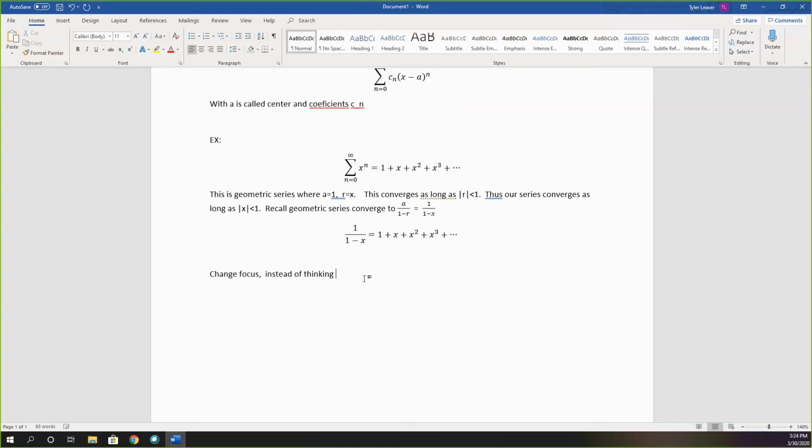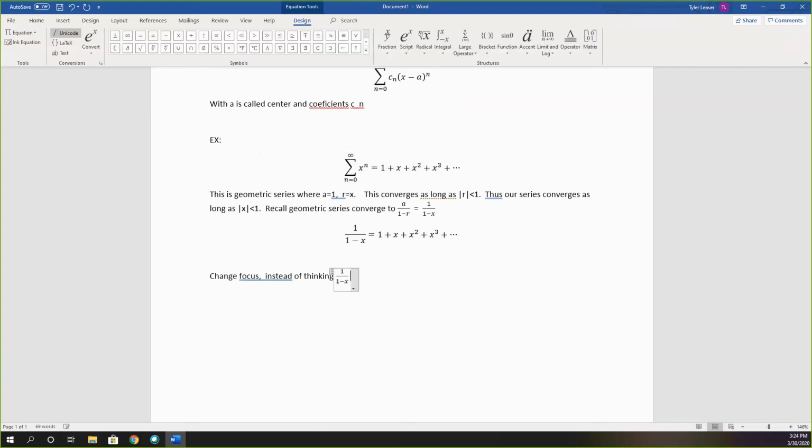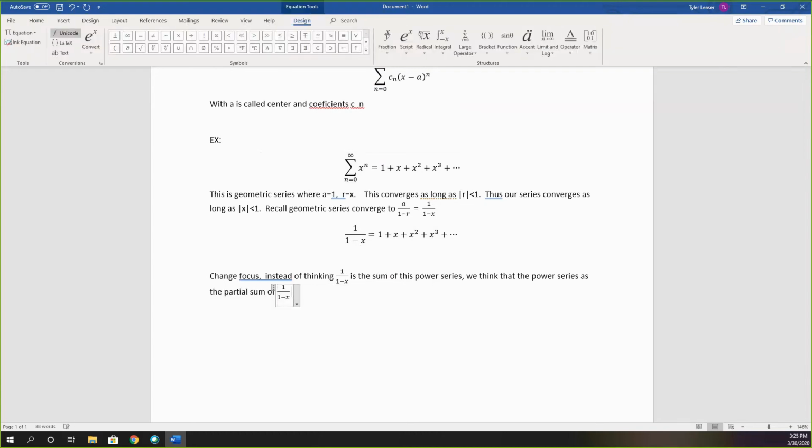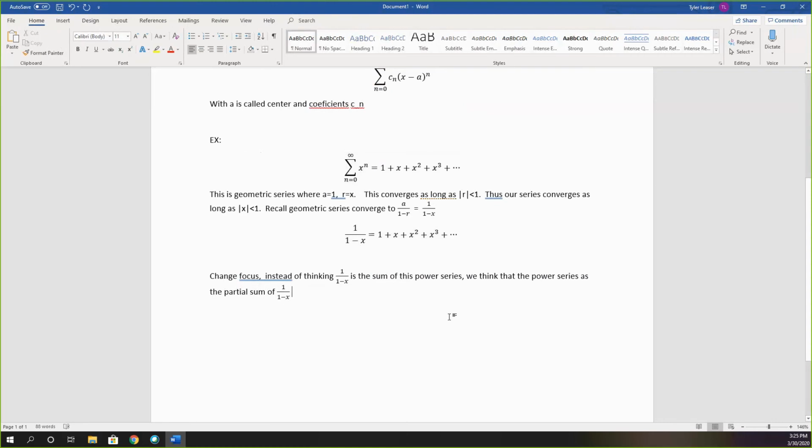Instead of thinking that that function that we have, 1 over 1 minus x, is the sum of our power series, we want to think that the power series is the partial sum of that function 1 over 1 minus x. So basically what we're going to be doing is we're going to be changing complicated functions into polynomials.